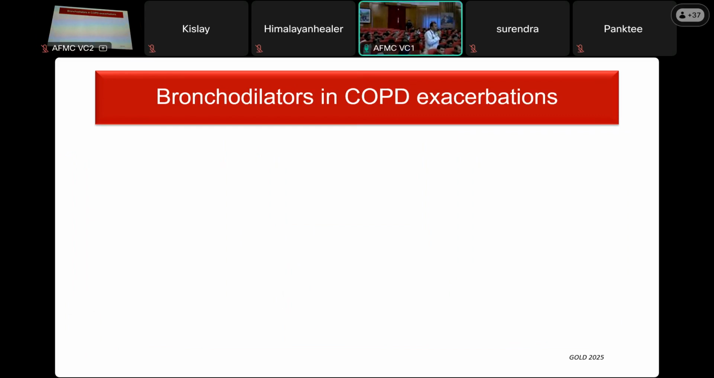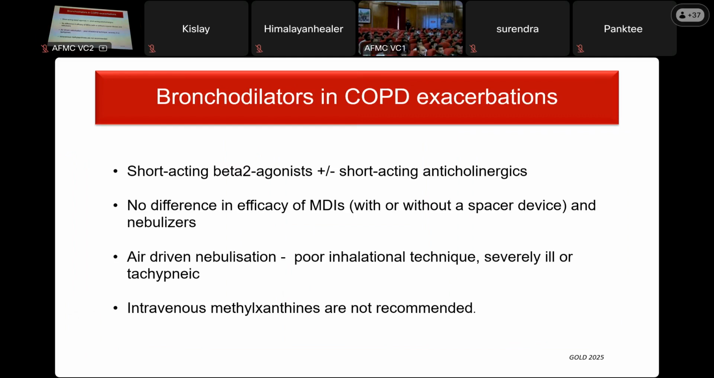How will you give it? Sir, in acute exacerbation of COPD, this can be given through nebulizations. Usually nebulization or even MDI is equally effective. The nebulization should usually be air-driven. It should not be given with an oxygen source. And intravenous methylxanthines like theophylline are out these days. They are not given.